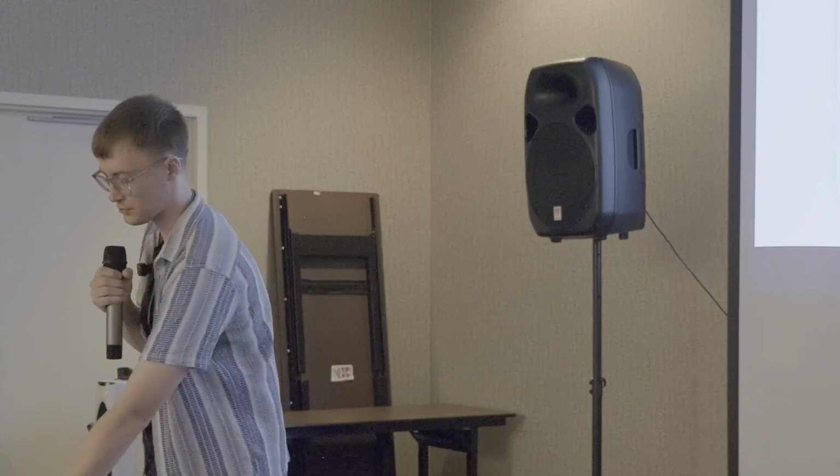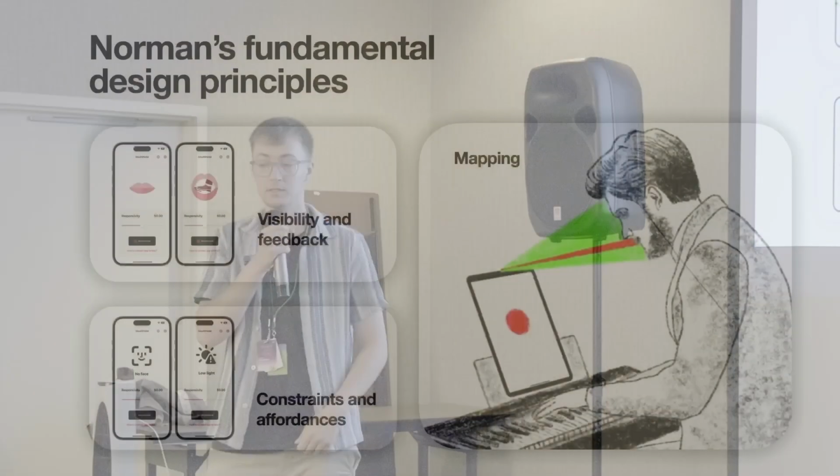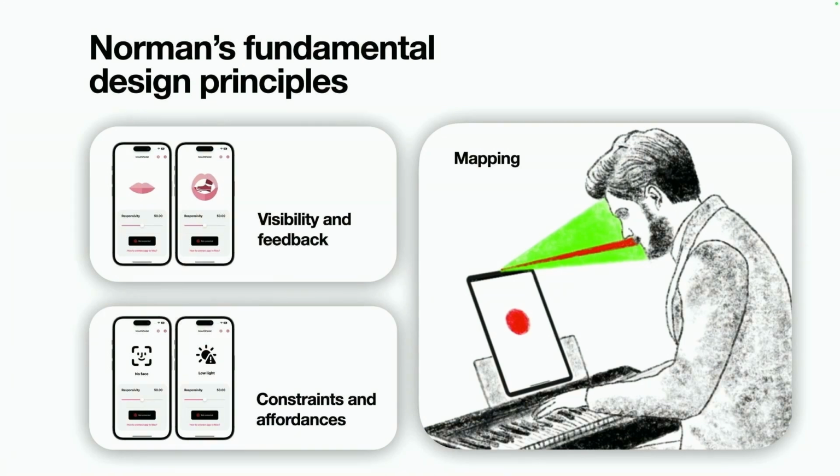And what I found the best one was the mouth. So, a slight opening to get the pedal triggered. I used Norman's fundamental design principles, like visibility and feedback, so the user can still see what's going on with the app, even in peripheral view. He gets feedback if it's pressed or not.